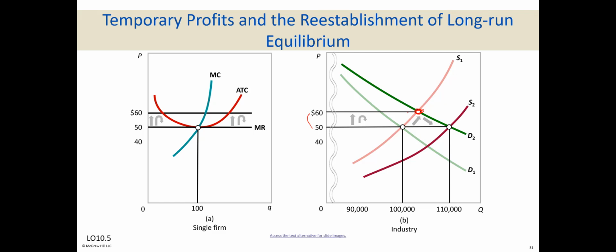And this will encourage new firms to enter the market. When new firms enter the market, the supply curve is going to shift to the right, and therefore we reach back to the same price. So we see the reestablishment of long-run equilibrium. The new firms enter the market, increasing supply and eventually lowering the price back to its original level.